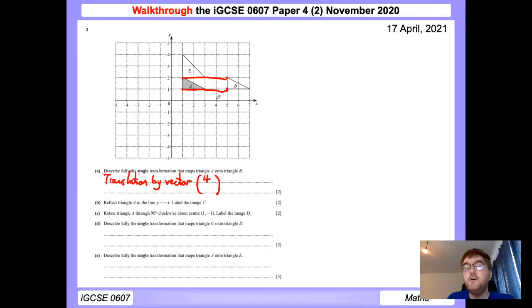And notice that we're not going up or down with our triangle, so the number here is going to be 0. So we get a translation by vector (4, 0). 1 mark for translation, 1 mark for (4, 0).